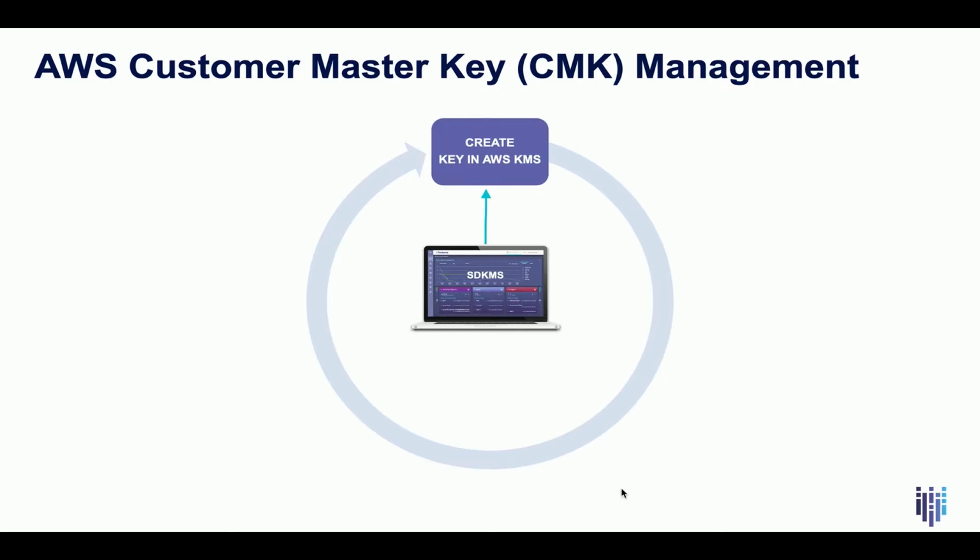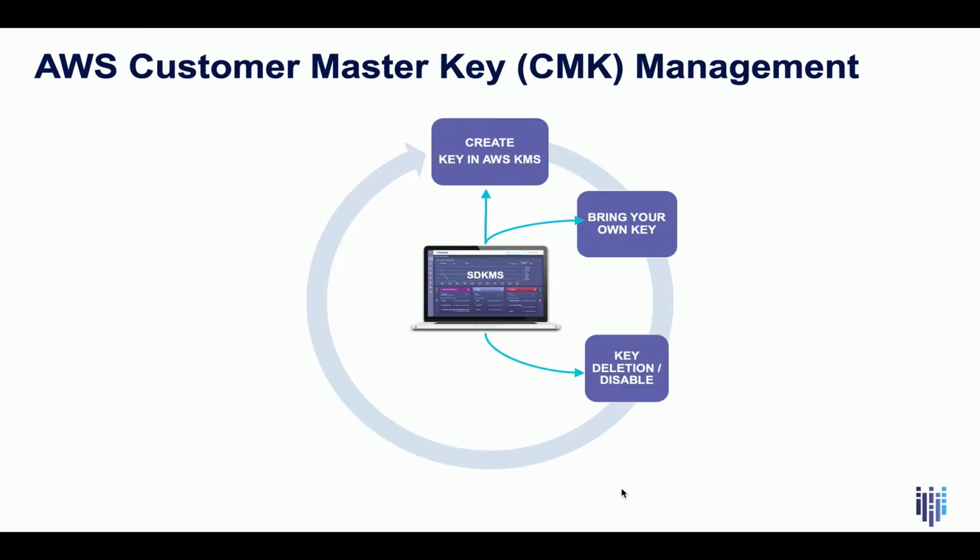First is create key in AWS KMS. So if you want to create a native key in AWS, you should be able to create it easily and you should be able to track it for life. Bring your own key. As we talked about, if you want to bring your own key, you should be able to do it very easily, because the bring your own key approach requires you to download the wrapper key, wrap it securely outside in an HSM, and import it back. All that should be automatic, and you should be able to do it and manage it centrally.